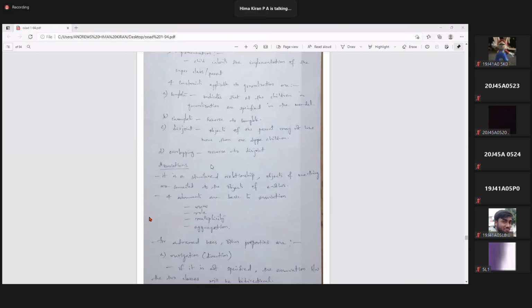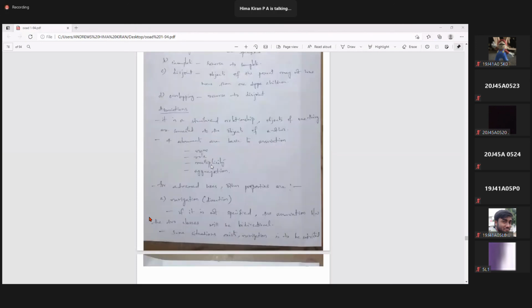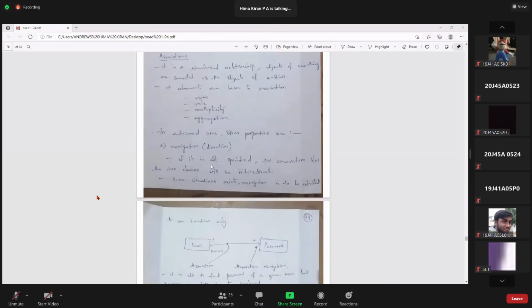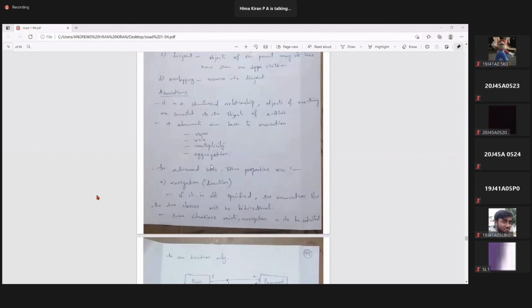Next, associations. It is a structured relationship, where objects of one thing are connected to the objects of another thing. That means if we want to establish mutual communication or one-way communication between the objects in a particular mode, then we need to go for association relationship. The association relationships are classified into how many types and what are they? Can any one of you tell me the difference between those two things?